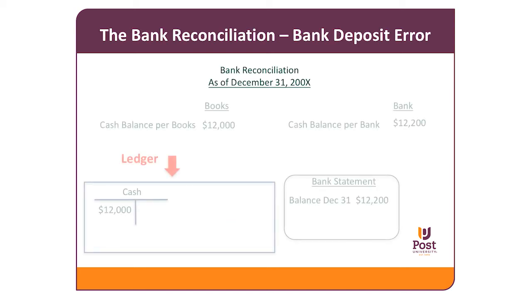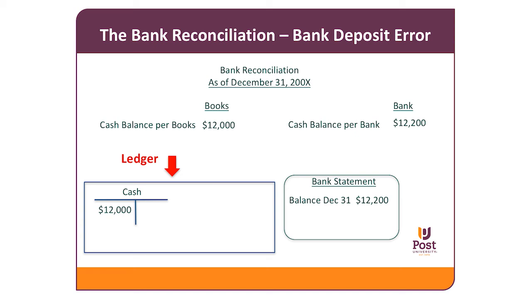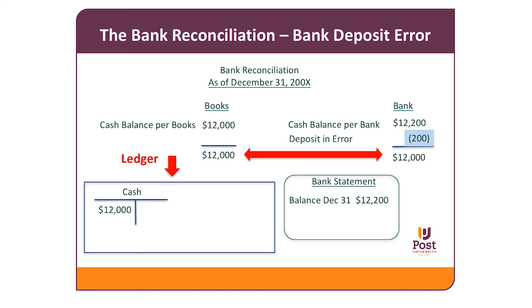In this example, the bank makes an error and puts another customer's $200 deposit into your account. As a result, the bank balance is $200 more than your book balance. On the bank reconcilement, you would show the erroneous item as a reduction from the bank balance. Now we are in balance. $12,000 equals $12,000.